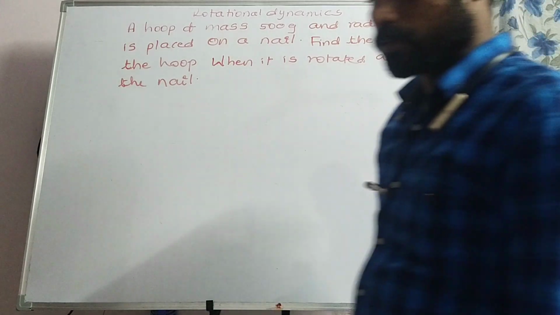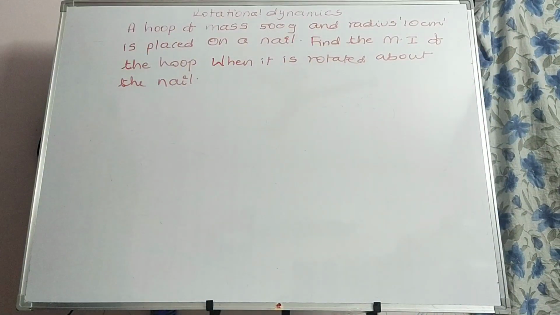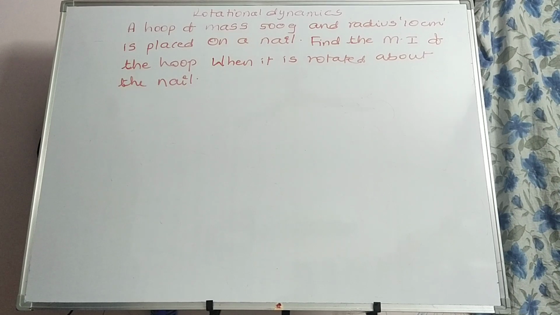Today we are going to discuss rotational dynamics. In that, there is a problem. A hoop of mass 500 gram and radius 10 centimeter is placed on a nail. Find the moment of inertia of the hoop when it is rotated about the nail.